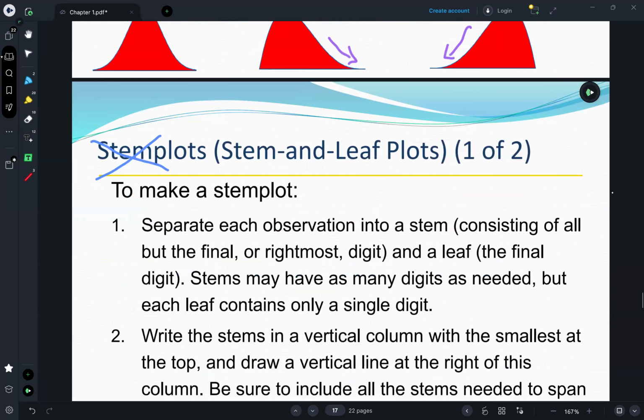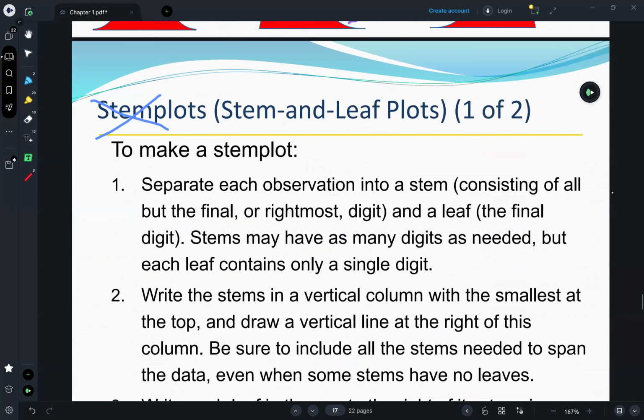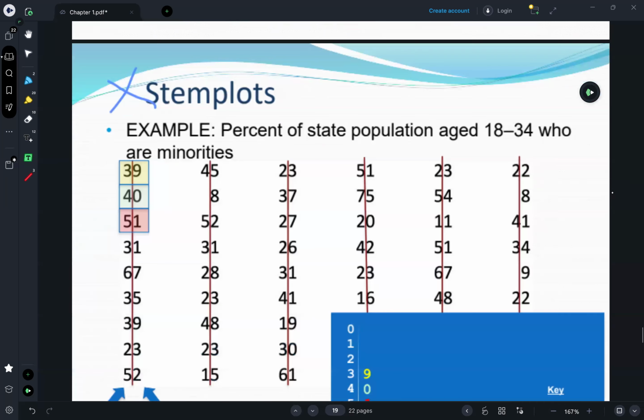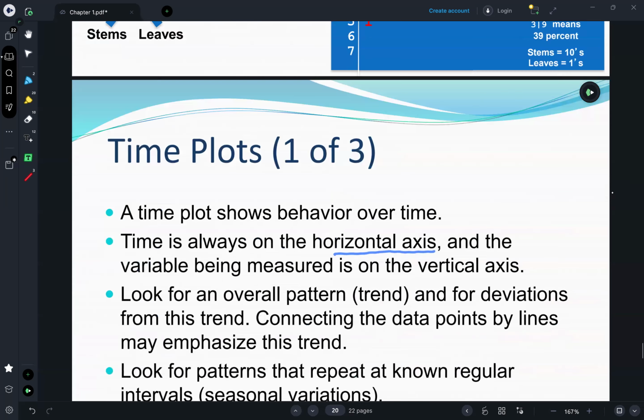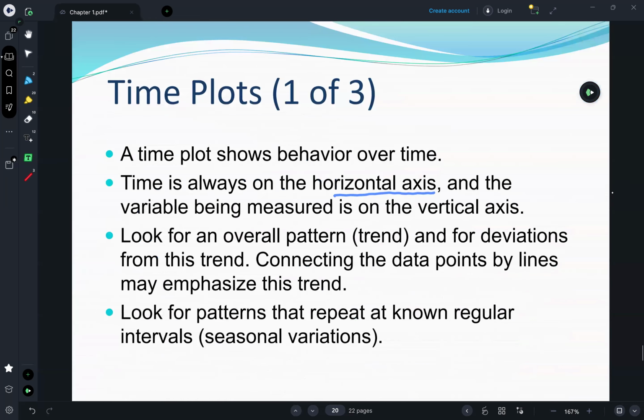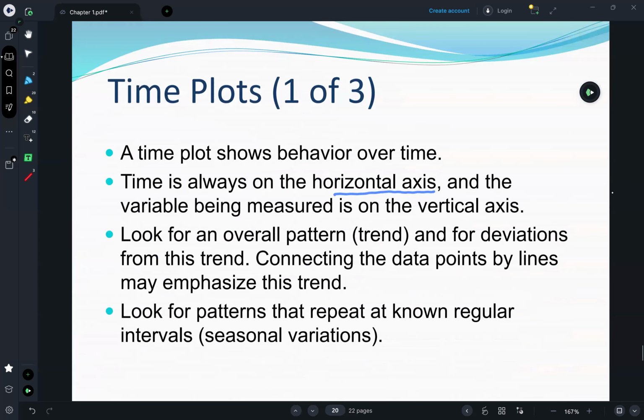And we're not going to be covering stem plots, so we will skip the next 3 slides. The final thing here is time plots. It says here a time plot shows the behavior over time. So we have these points over time, and then we connect and draw those points. We connect the dots. Time for this course is always on the horizontal axis. It's not always the case, but for this course it is. And the variable being measured is on the vertical axis.